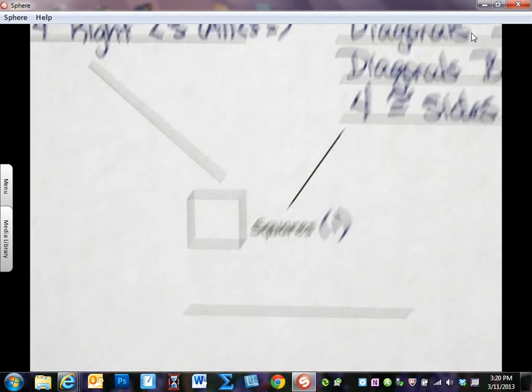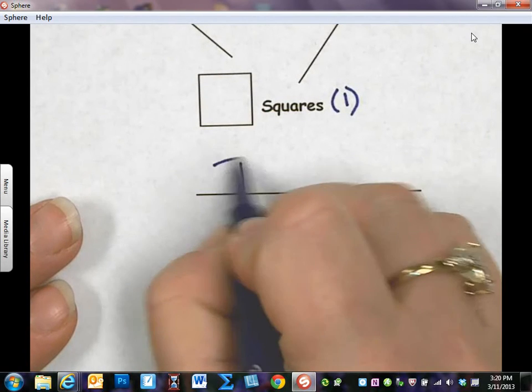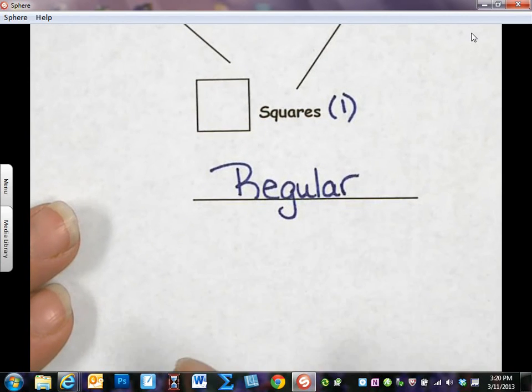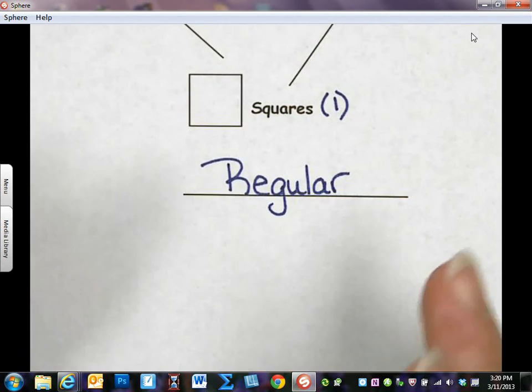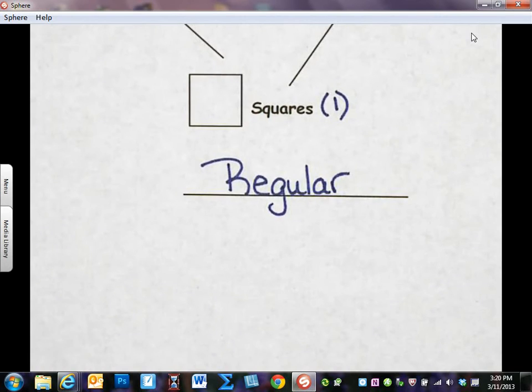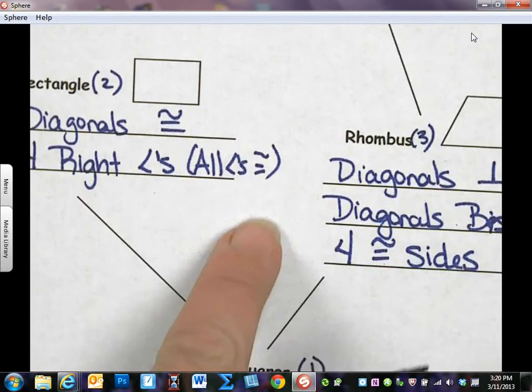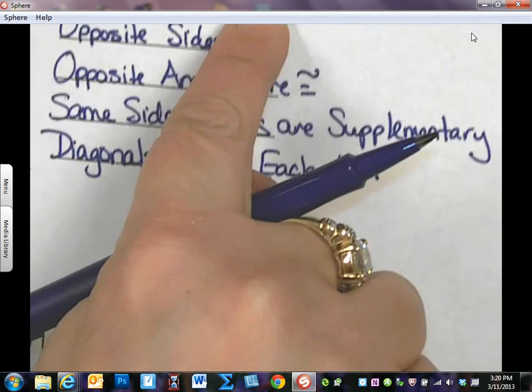The only thing you need to know to write down for squares is regular, because that means that it's a regular quadrilateral. All sides, all angles are congruent. But the other thing about a square is every other one of these things we've just written is also true.